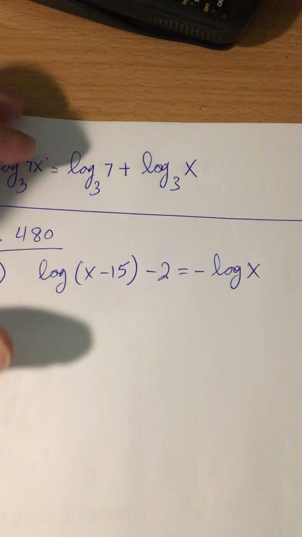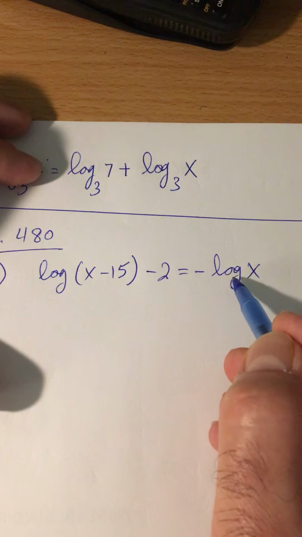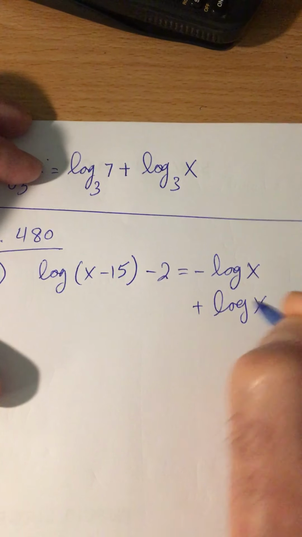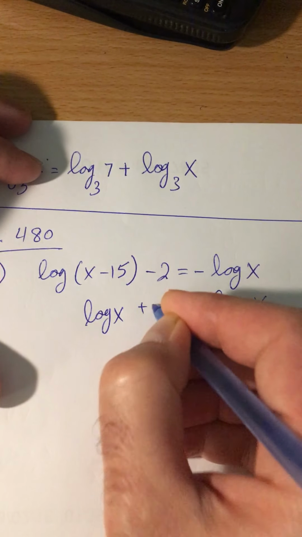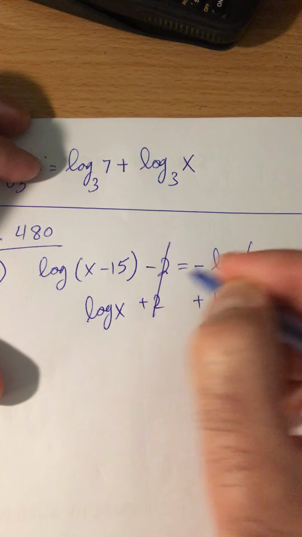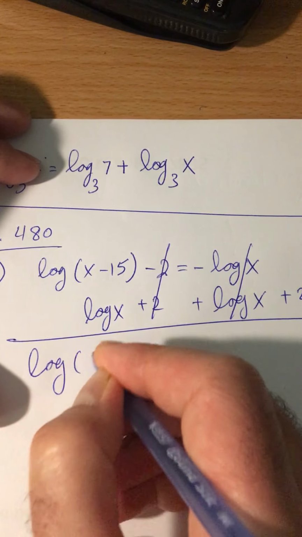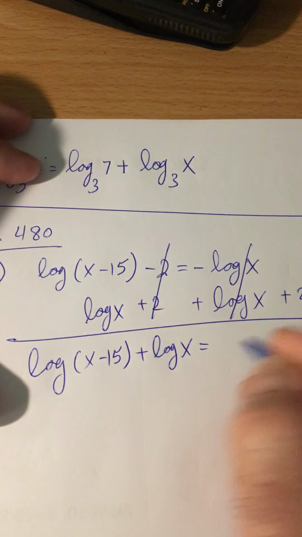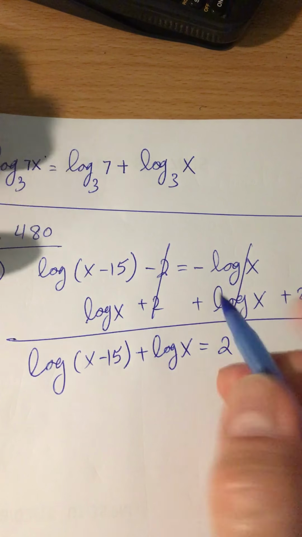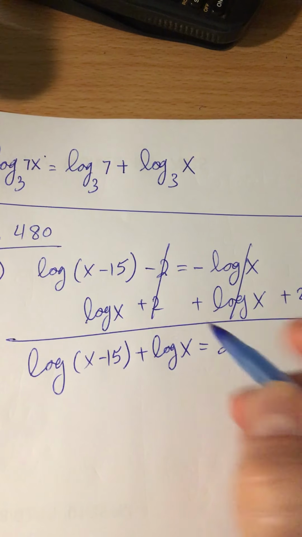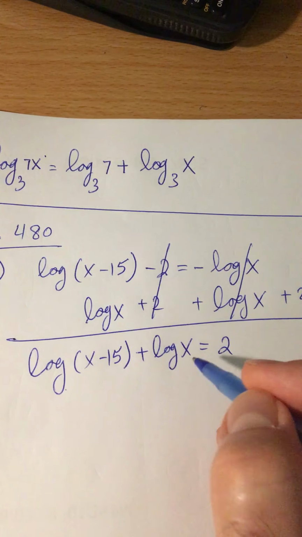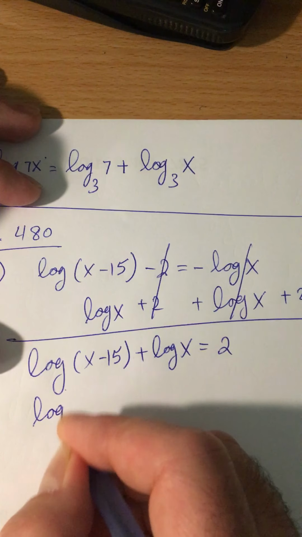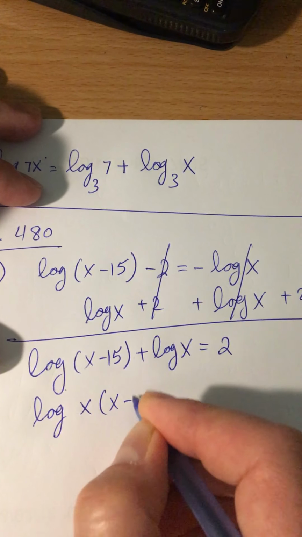I would recommend that you move all the x's to one side and then move the constant to the other. So I'm going to add log of x to both sides, and I'm going to add 2 to both sides. Cancels, cancels. So what do I have? I have log of x minus 15 plus log of x equals 2. Now I'm going to simplify the left side. Do they have the same base? Yes. How do we know? Because if the base is not shown, then it's common log, base 10. And it's a plus sign, so I can condense it into this.